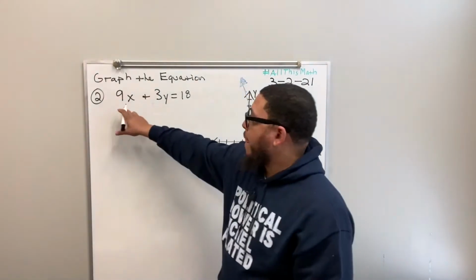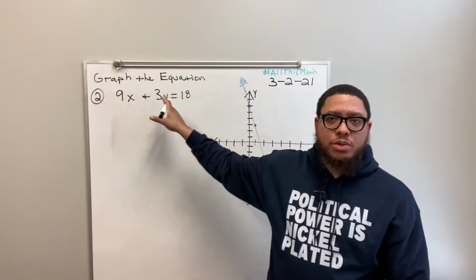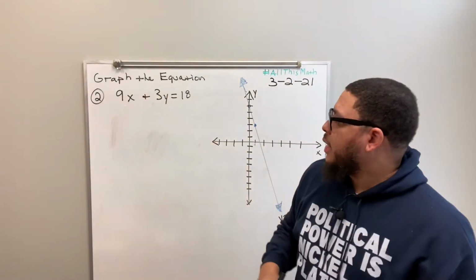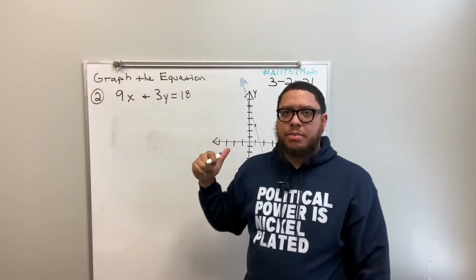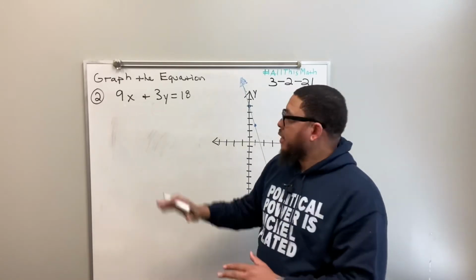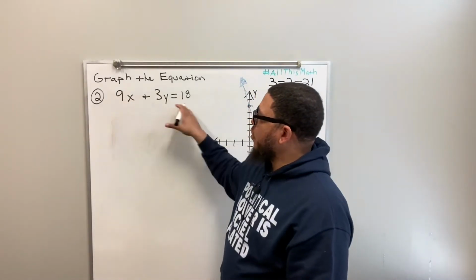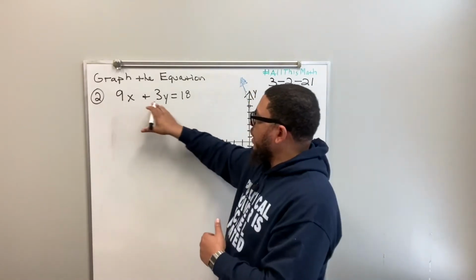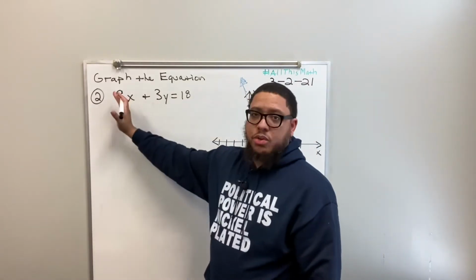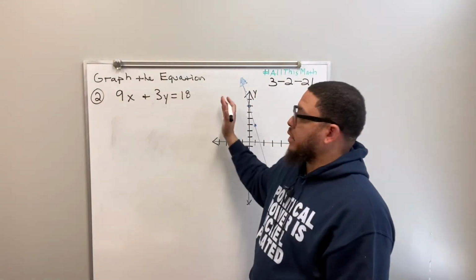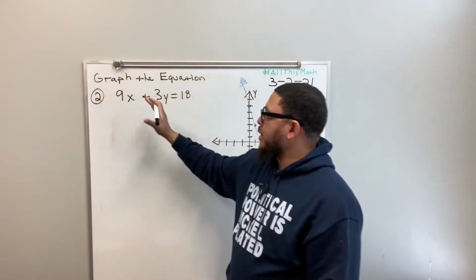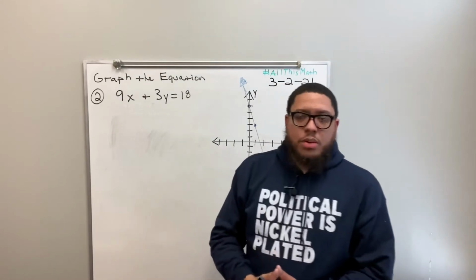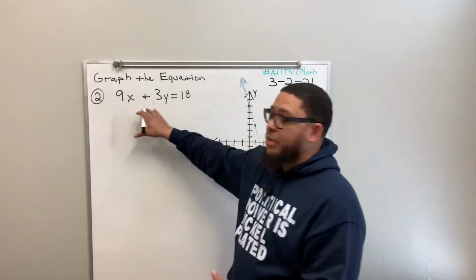All right, now this one. This says 9x plus 3y equals 18. All right? That doesn't look like the last example. It's not set up the same way. This is in what's called standard form. What is standard form? Standard form is when you have the x variable and the y variable on the left side of the equal sign, and you have a constant on the right side of the equal sign, right? This is standard form.